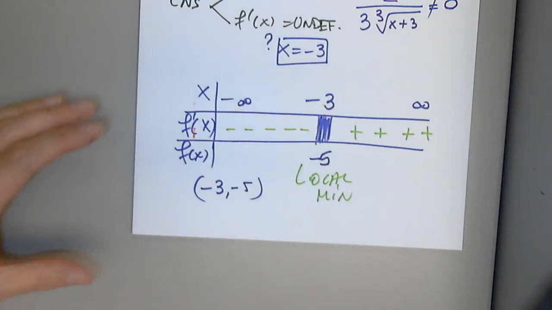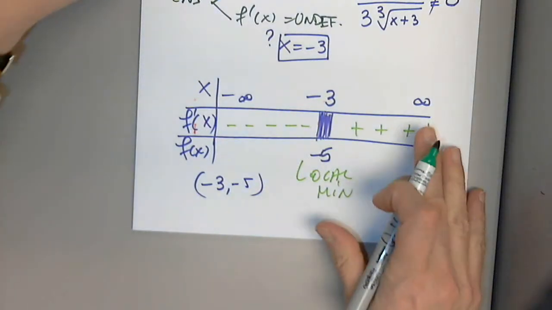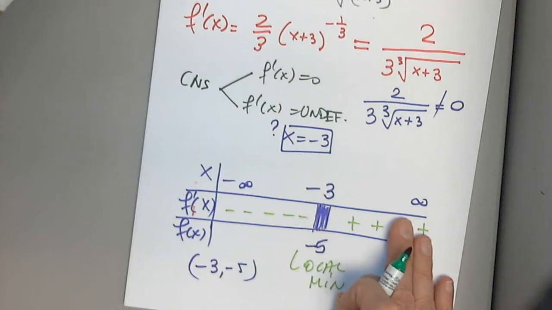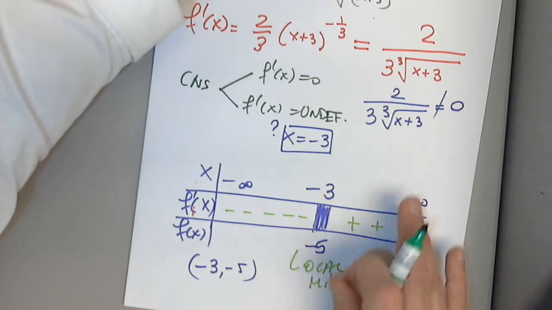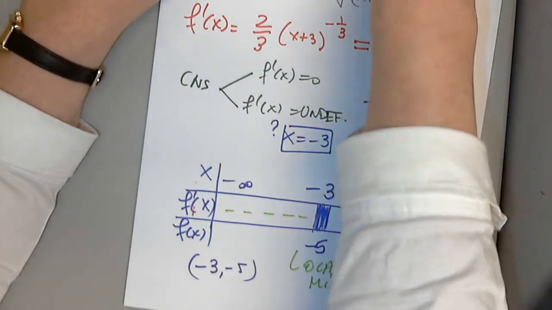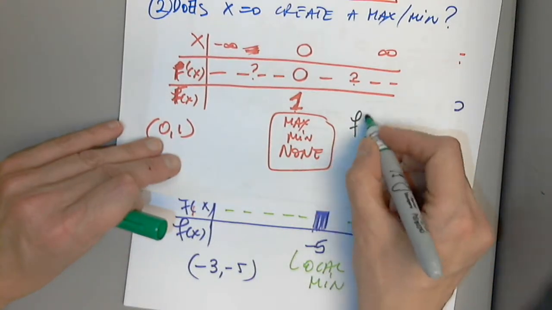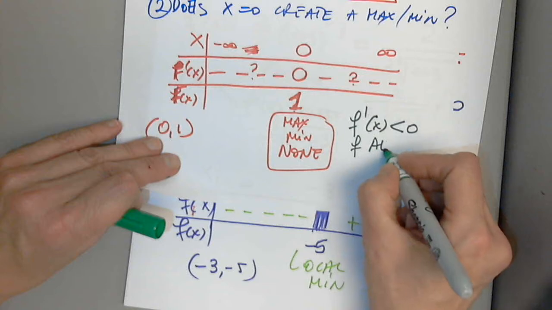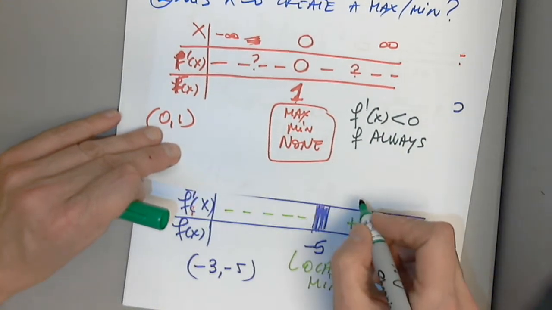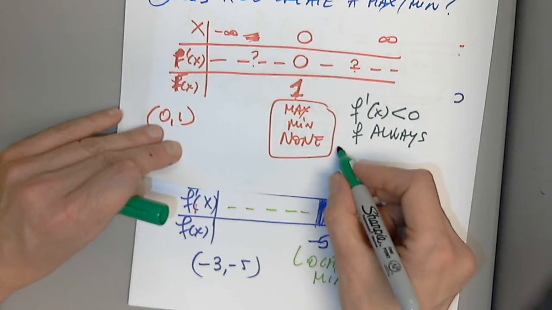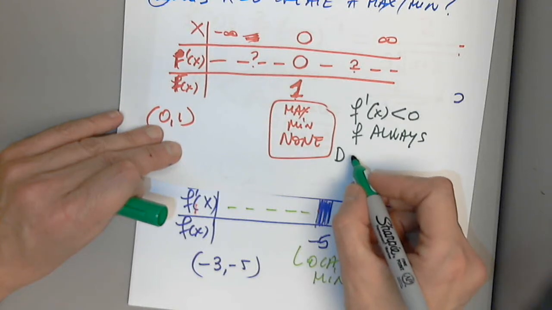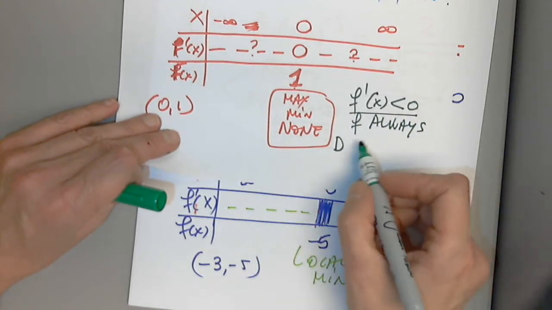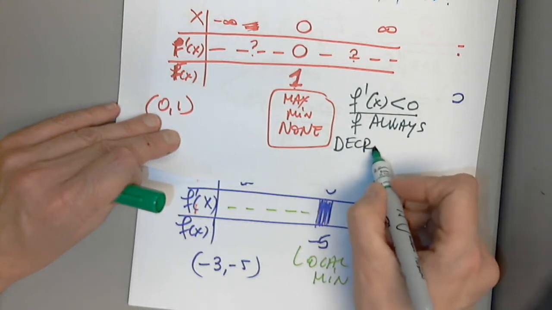What else can I say about this function? Like for the other one from before, I explained it, but I didn't put it in writing. So let's write it for the other one. F prime of x less than 0, f always what? When the first derivative is always negative, f is always decreasing. Very good.